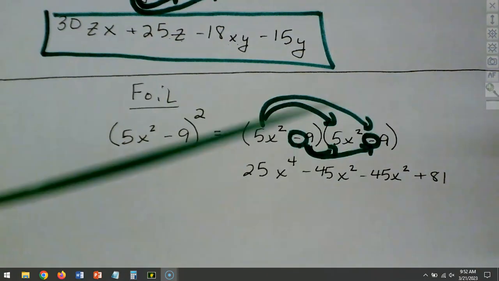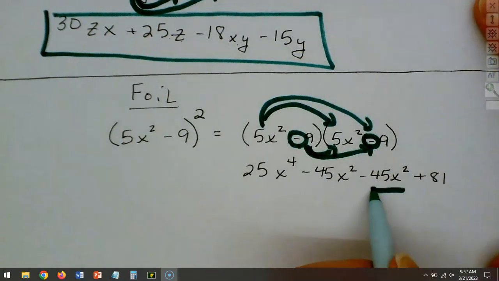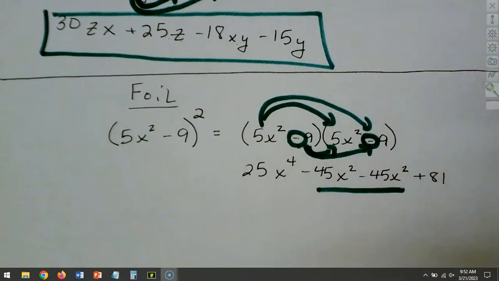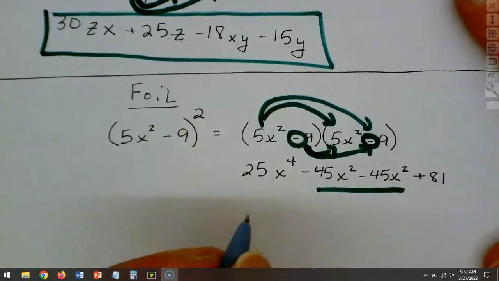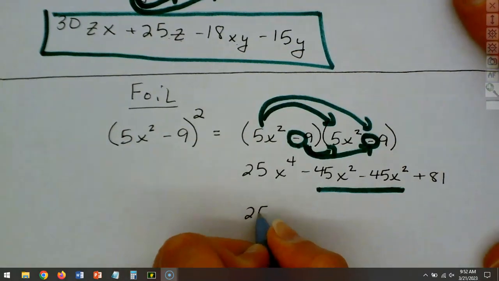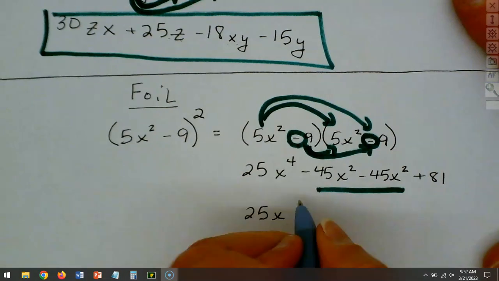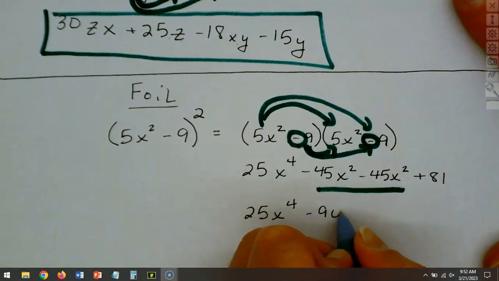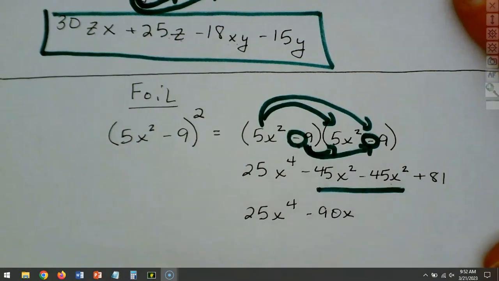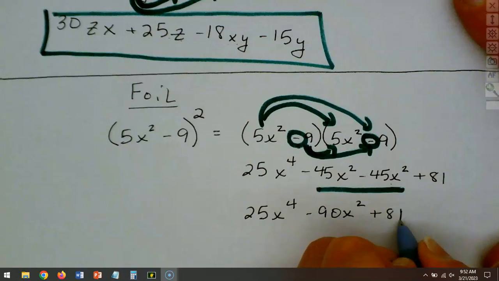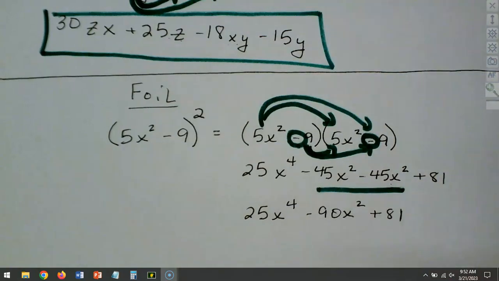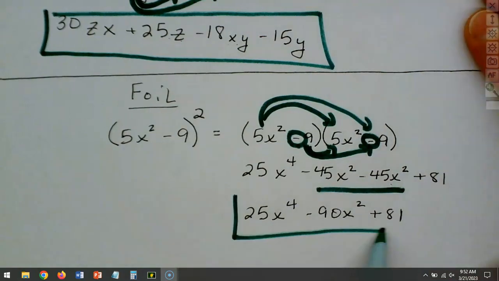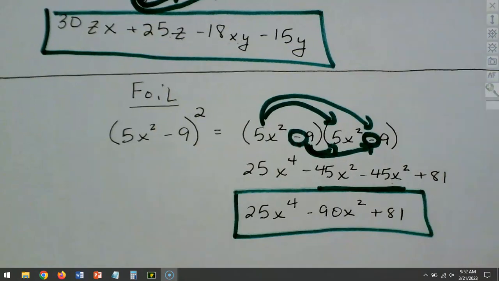Now, can I put the middles together in this case? Yes, because those are the same. And what's my final answer going to be? Well, it will be 25x to the 4th minus 90x squared, because those can go together, and a plus 81. And that is going to be your final FOILed out answer.